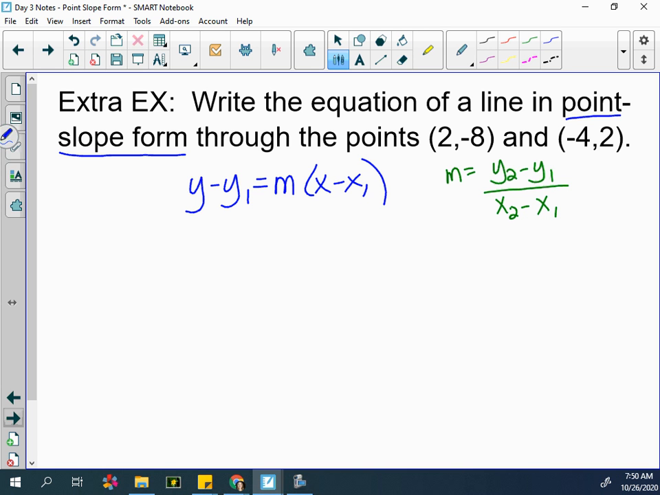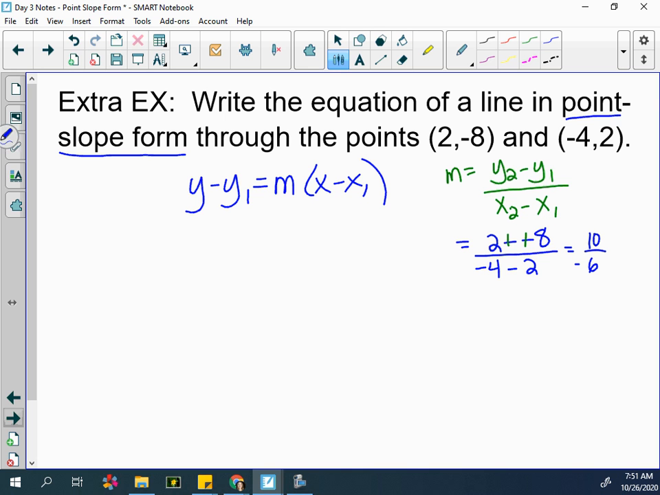Okay, so let's substitute in. I'm going to take my second y minus my first y. So I'm going to do 2 minus negative 8. And I write both negatives down. I'll come back later and make that a positive. Second x minus first: negative 4 minus 2. Once you have that written down, then come through here and make it plus. So I'm really doing 2 plus 8. So negative 4 minus 2 is a negative 6.